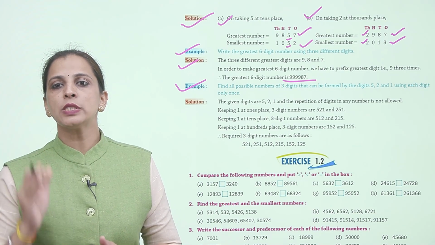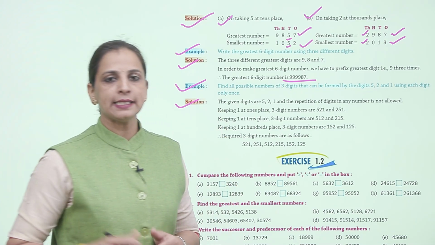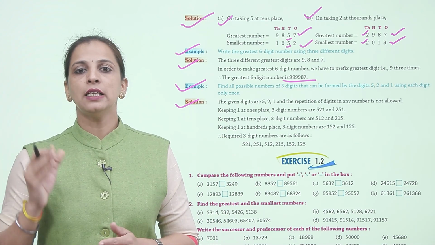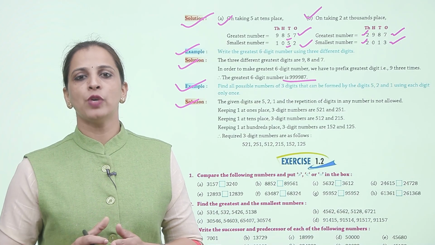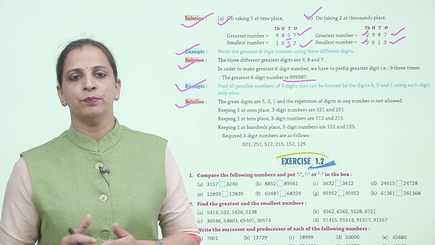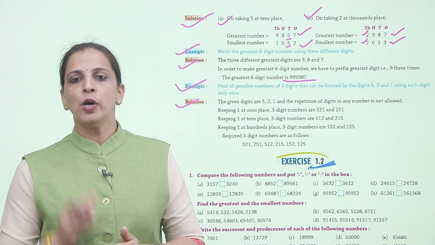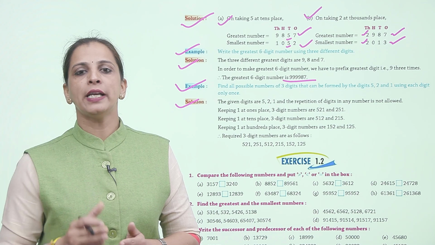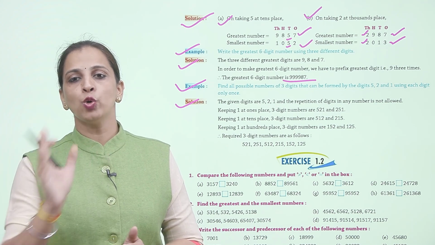Now, next example. Find all possible numbers of 3 digits that can be formed by the digits 5, 2 and 1 using each digit only once. Solution करते हैं. The given digits are 5, 2 and 1 and the repetition of digit in any number is not allowed. Keeping 1 at one's place, 3 digit numbers are 521 and 251. Keeping 1 at tens place, 3 digit numbers are 512 and 215. Keeping 1 at 100 place, 3 digit numbers are 152 and 125.